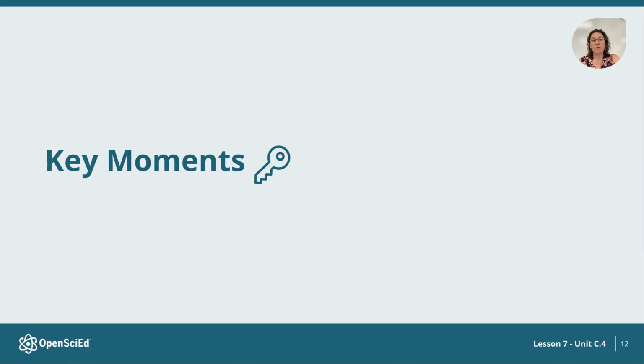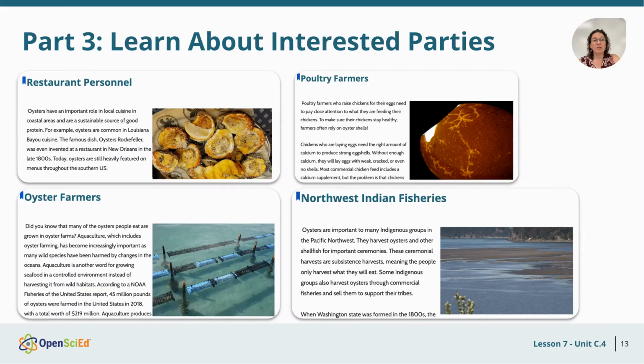And now for a few key moments. In Part 3, we will use the jigsaw reading strategy to learn about 4 interested parties: restaurant personnel, poultry farmers, oyster farmers, and Northwest Indian fisheries. Based on the readings, the students will identify different criteria and constraints. Then they will come together in their mixed groups, and the students will have an opportunity to discuss the challenges or trade-offs in prioritizing the needs of multiple interested parties.